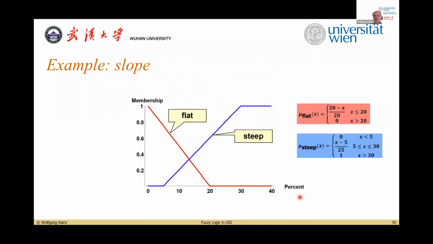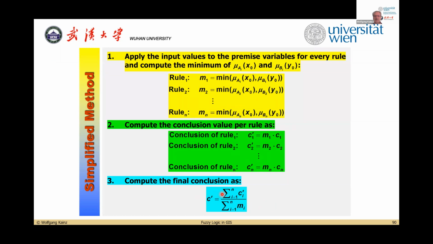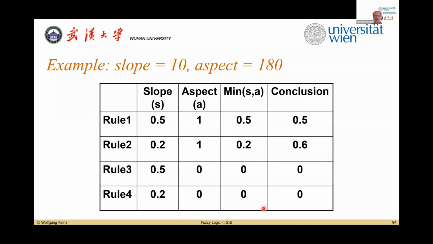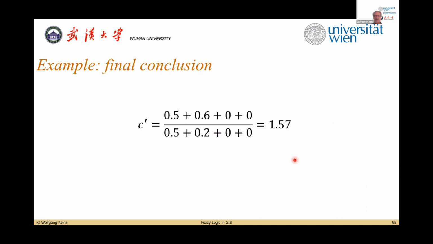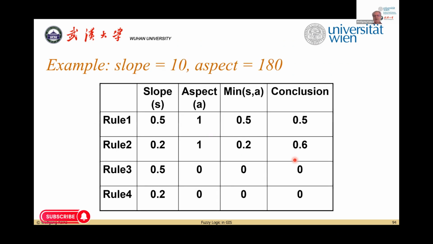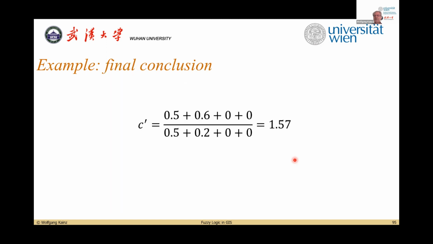Then we compute the final value, which is given as the sum of these conclusions divided by the sum of the minima. In our particular case, the sum of the conclusions would be 0.5 plus 0.6 plus 0 plus 0, divided by 0.5 plus 0.2 plus 0 plus 0, giving a value of 1.57. So what does that mean? For a given slope of 10 and a given aspect of 180, with the 4 rules that we have defined, the risk value is 1.57. In a similar way, you can compute that for different values of slope and aspect.